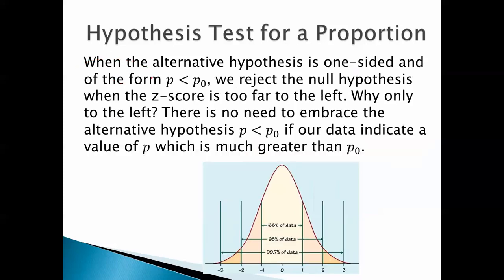When the alternative hypothesis is one-sided, and if it's of the form p is less than p0, not what we have in this case, we reject the null hypothesis when the z-score is too far to the left. Why only to the left? There is no need to embrace the alternative hypothesis p is less than p0 if our data indicate a value of p which is much greater than p sub 0.